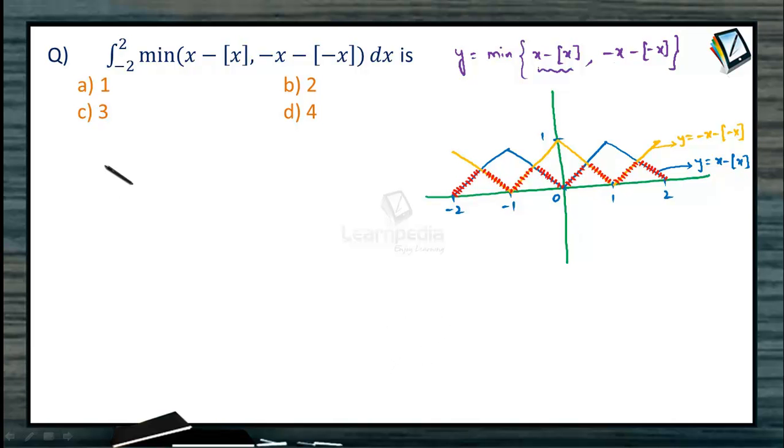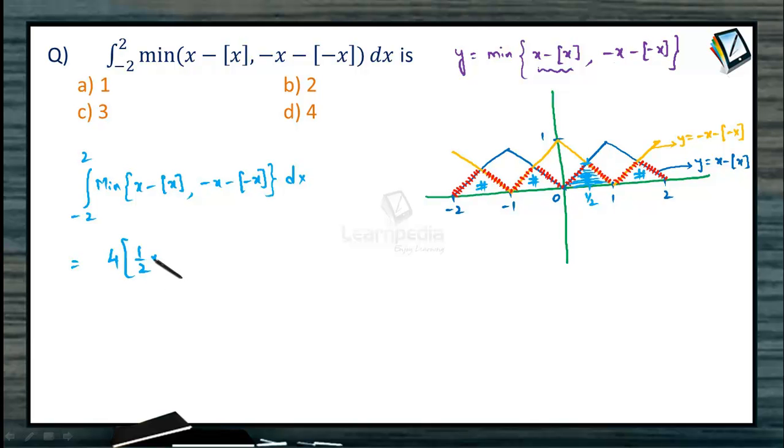Now if you look at the value of the integral from minus 2 to 2 of the function which is defined as the minimum of x minus [x] and minus x minus [minus x] dx, this would actually be forming 4 different regions which are all of equal length, right? And not only of equal length, if you observe this point, the height of this point would be 1 by 2 and therefore this would be 4 times the area of one such shaded region, which is a triangle having half into base length as 1 unit and the height is half unit. So how much is this value? Yes, the value happens to be 1.